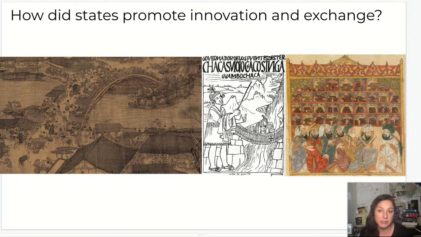Another state that's really good at this are the Inca. So you're going to want to notice when we talk about the American states, their innovation is going to look a little bit different. It's mostly going to be focused on agriculture and interacting with the environment, right? Because their environment is a lot more difficult. You're in the middle of the Andes Mountains.